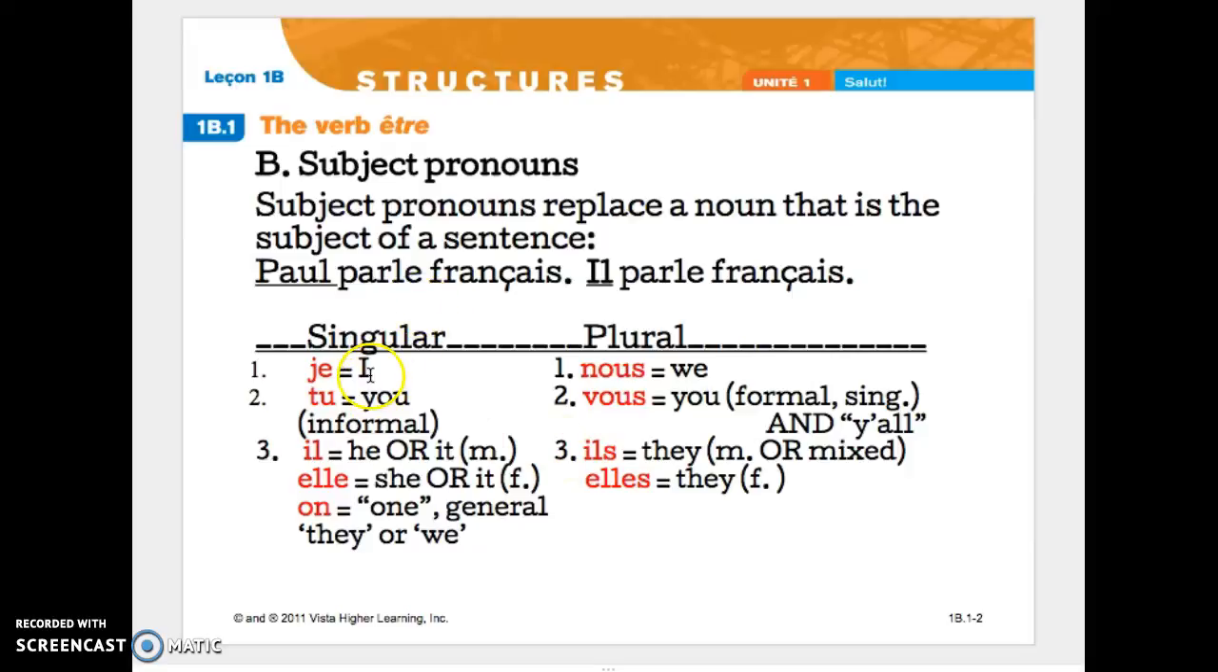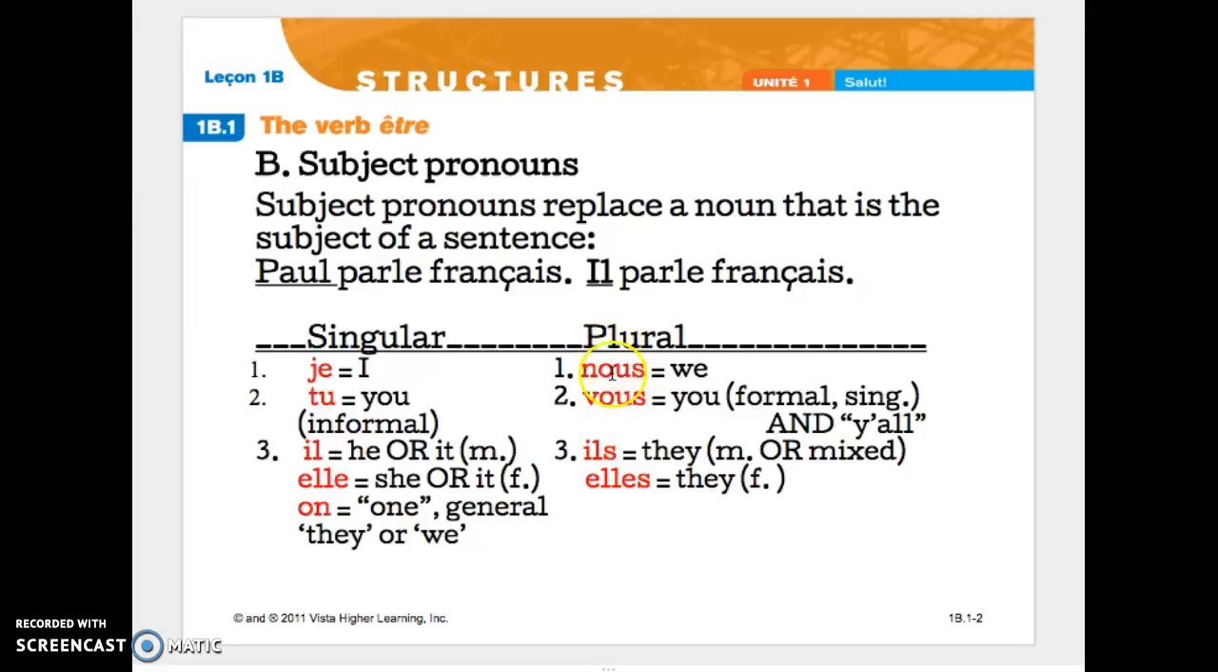For I, you have the French subject pronoun je, which is not capitalized. For you informal, you have the French subject pronoun tu. For he or the masculine it, you have il. For she or the feminine it, you have elle. On is slightly tricky because we don't have one specific translation in English, we have several. So it can mean one, but it can also be general they or we.